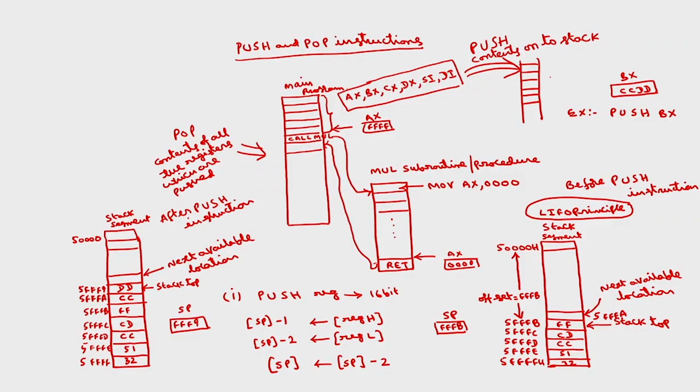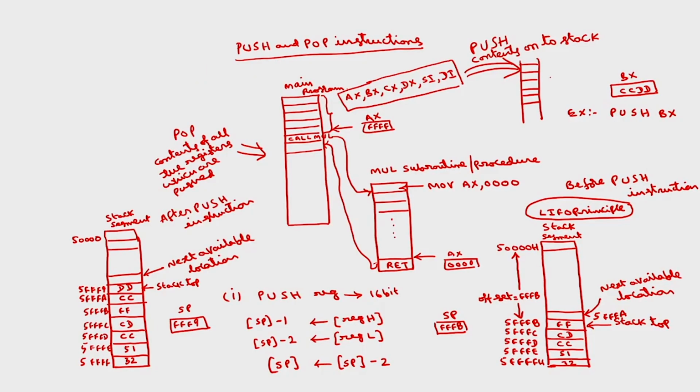Now the reverse operation, as I have told here. After the call, we are going to push the contents of all the registers, and before the return we have to pop all the registers back. So if I write the pop instruction in a similar manner, pop register, again this register is 16 bit. Now you can guess what operation takes place. This is before the pop instruction. After the pop instruction, what happens?